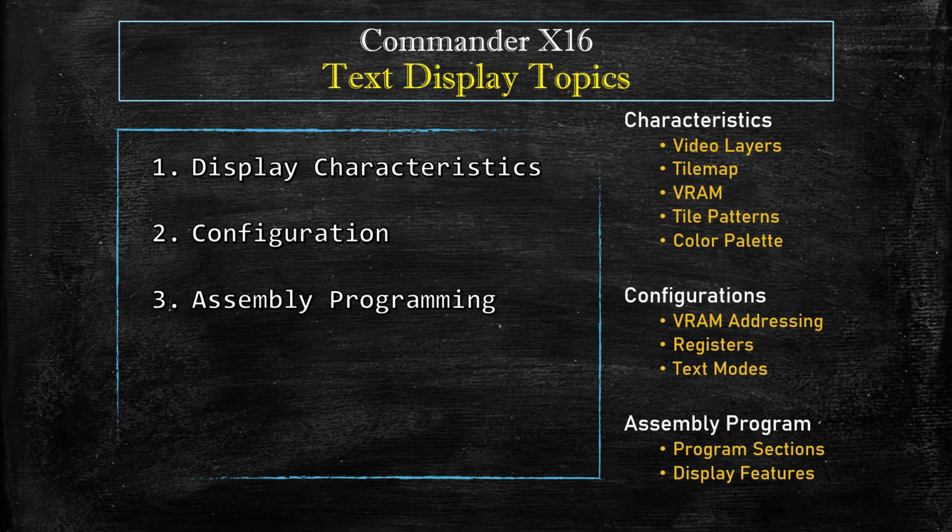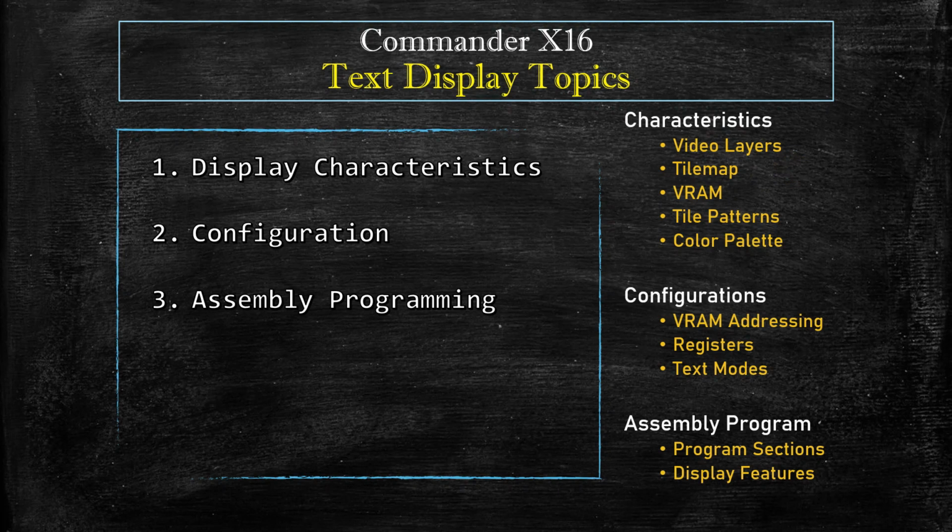So the video today is going to be divided into three separate topics that we're going to be looking at. Number one is the display characteristics. And if we take a look over at the right side here, I've listed some of the characteristics we're going to be looking at, including the video layers that the Commander X16 uses for displaying images on the screen. We're going to be taking a look at the Tilemap because that's what we're going to be using for displaying characters on the screen.